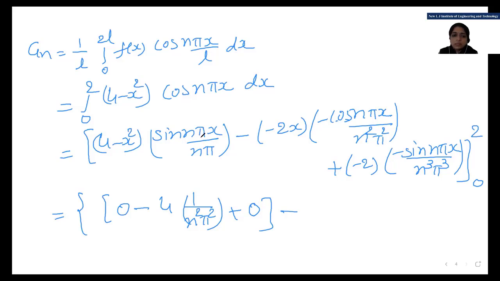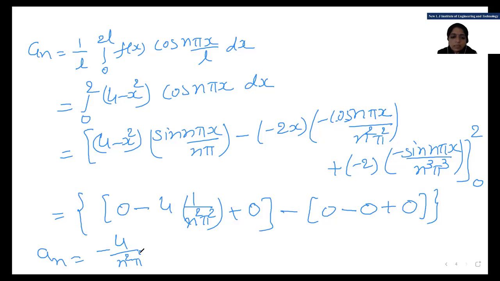Now for the lower limit, sine 0. If I substitute 0 here, then sine 0 is 0. Minus cos 0 is 1. But here, if I replace x by 0, then 0 into anything is 0. So this one is 0. Minus minus plus, sine 0 is again 0. Okay. So the value of an is minus 4 upon n square pi square. Right? Any doubt? Any doubt?